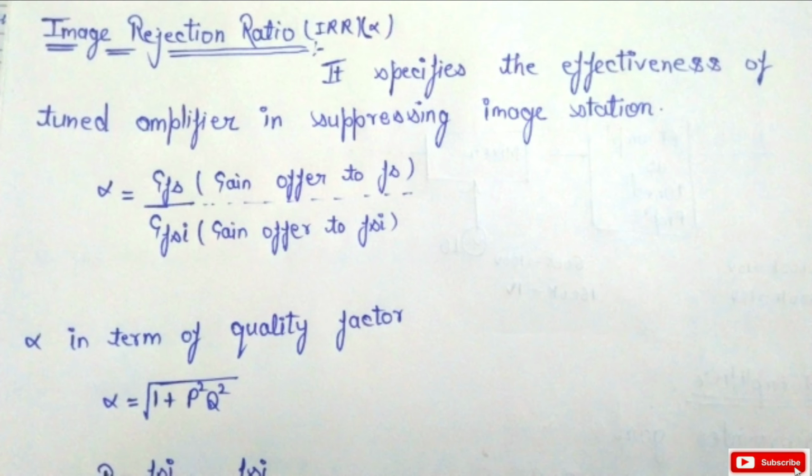The image rejection ratio is represented by alpha. It specifies the effectiveness of the tuned amplifier in suppressing the image station, that is, how effectively it suppresses the image frequency. Alpha is GFS by GFSI, where GFS is the gain offered to our tuned frequency station and GFSI is the gain offered to our image station. In terms of quality factor, alpha is given by the square root of 1 plus rho squared Q squared, where rho is FSI by FS minus FS by FSI, and Q represents the quality factor.